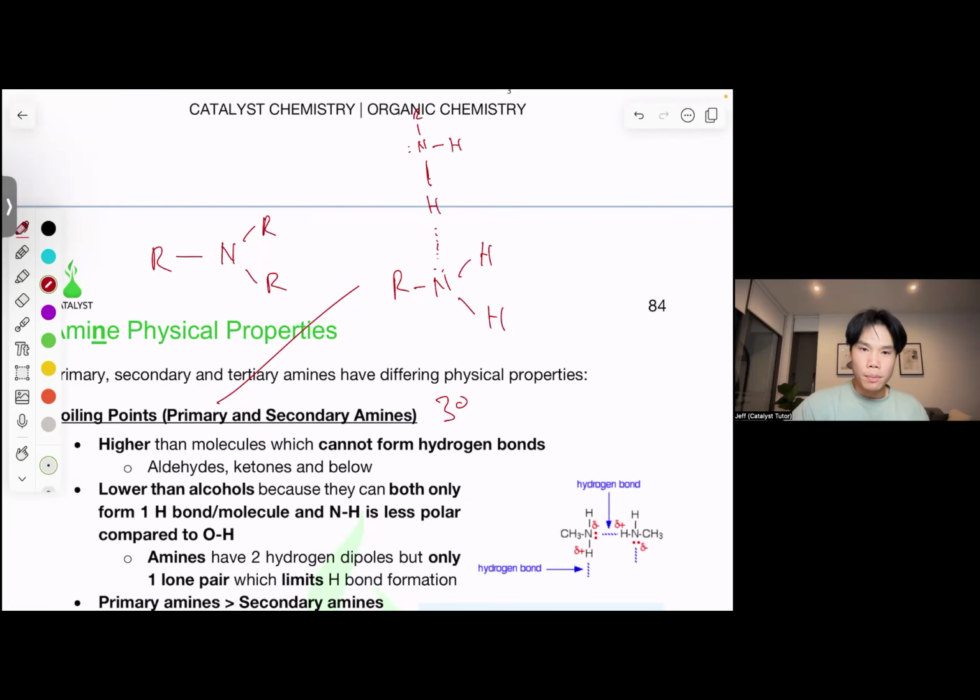Now, what happens if you make it a secondary amine? You're replacing one of the hydrogens on each of these with a carbon, so make it another R. You can still form H bonds because you still have an NH on each. But if you go to a tertiary amine, now we're in trouble because we get rid of this last H. We have no more NHs. Does that make sense for everyone? You cannot form H bonds in a tertiary amine.